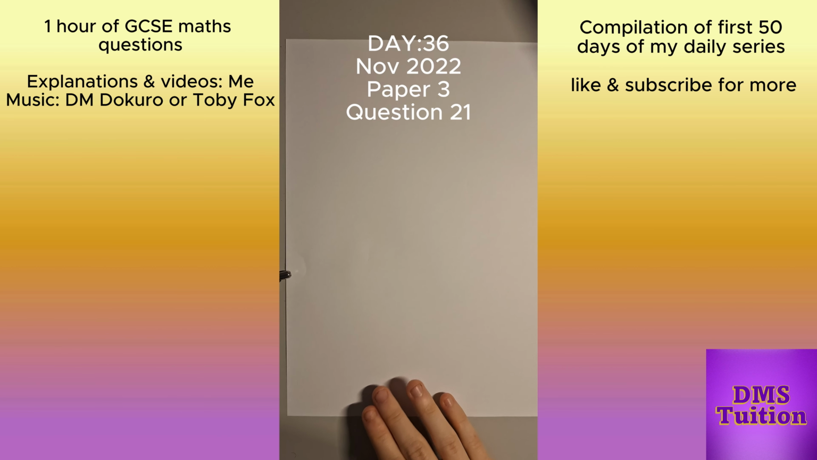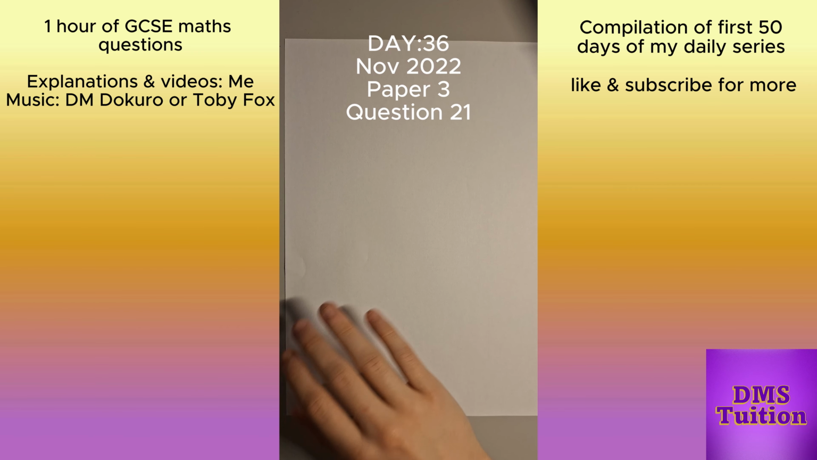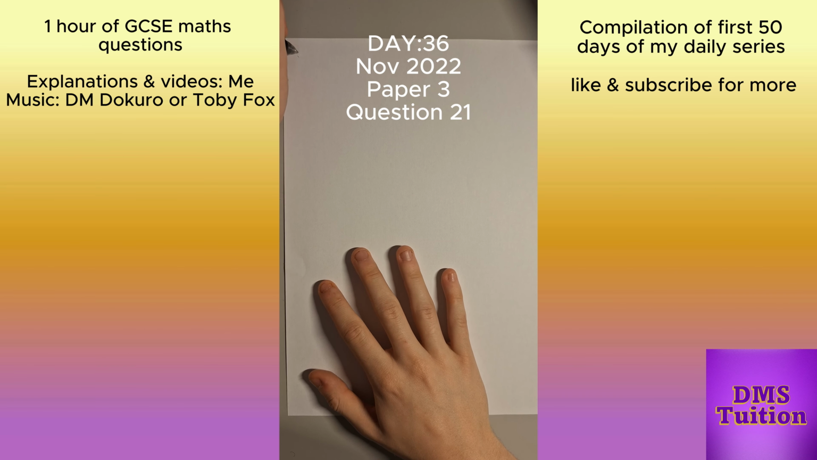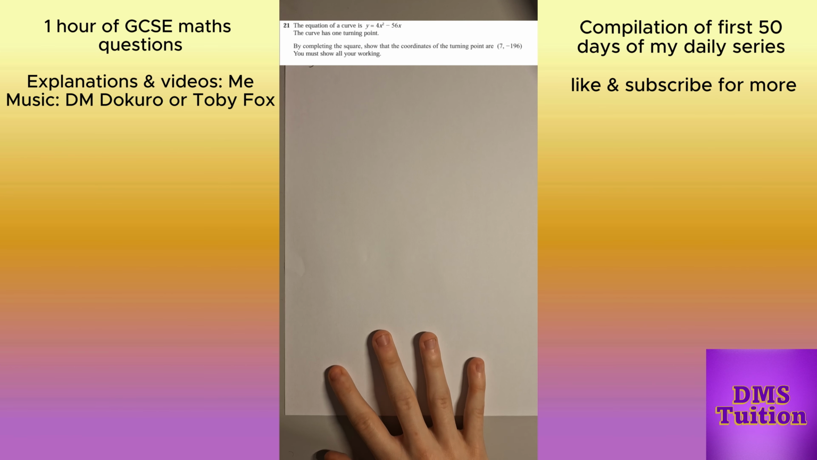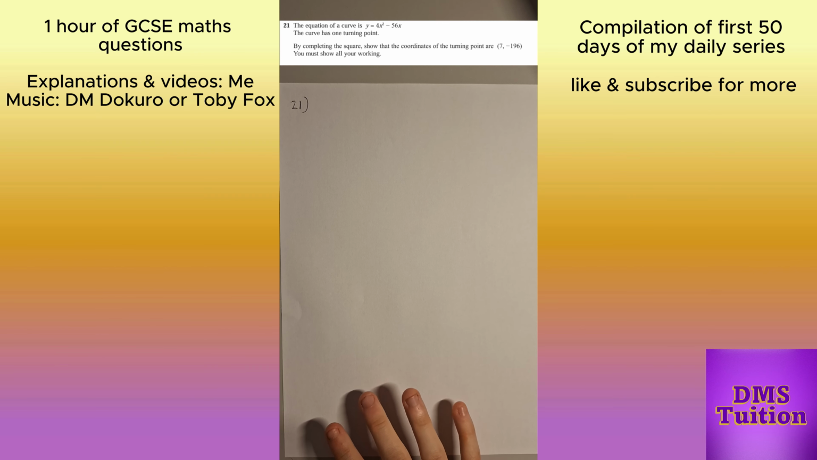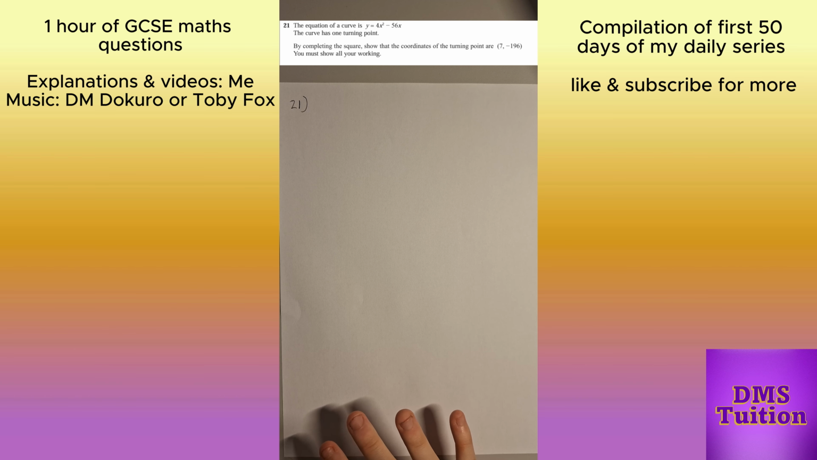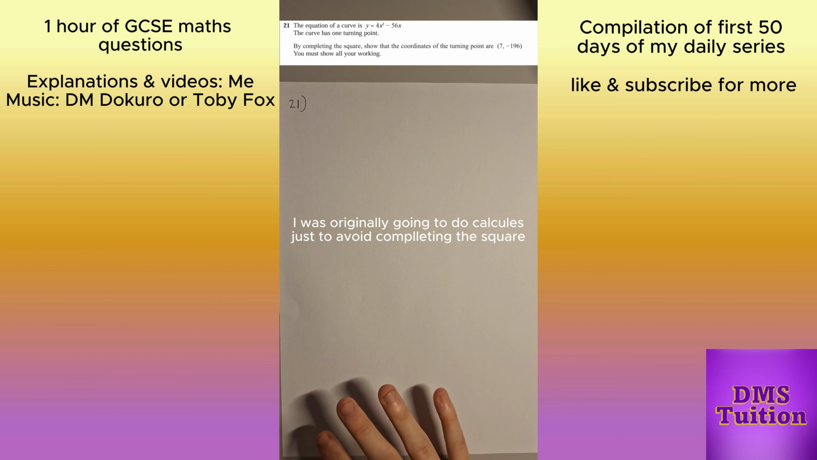It's day 36 of explaining a random GCSE maths question every day, and today we have the November 2022 paper 3 question 21. Now, I hate completing the square, and it says by completing the square. Okay, I suppose I have to complete the square.